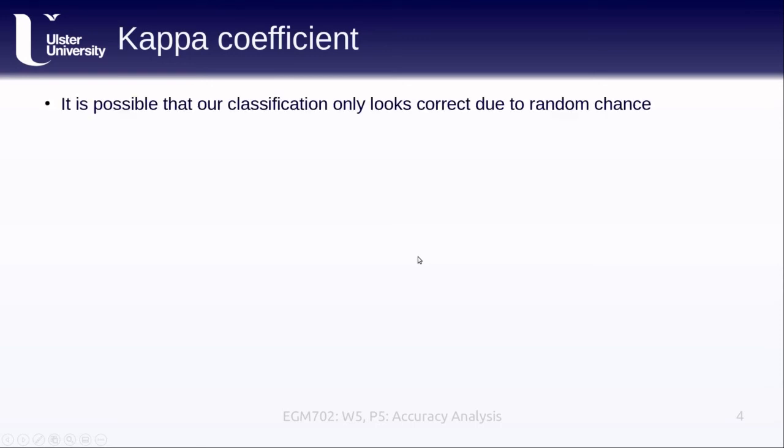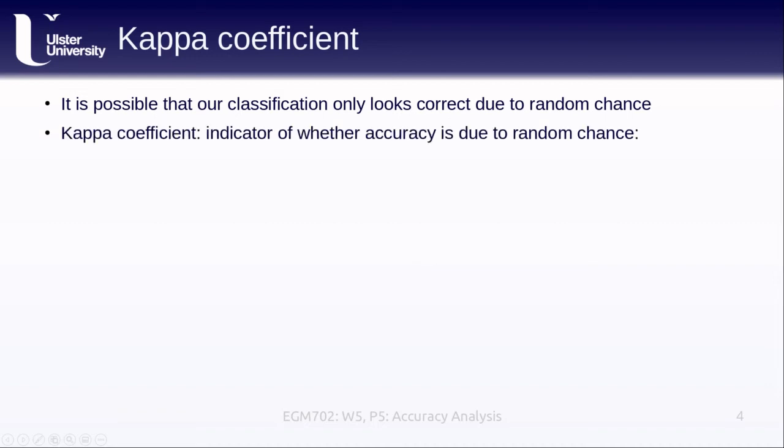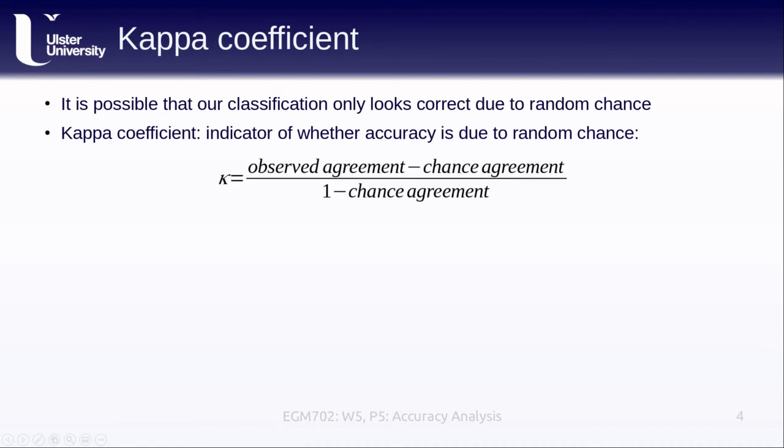But this isn't everything. It is possible that our classification only looks good as a result of random chance, which doesn't mean we've done a good job classifying the image. It just means that we got lucky. One way that we can check this is by calculating something called a kappa coefficient, or Cohen's kappa coefficient, or sometimes called just kappa. Whatever you call it, this is an indicator of whether the accuracy is due to random chance or not. It's calculated by subtracting the probability of chance agreement from the observed agreement and dividing by 1 minus the probability of chance agreement.